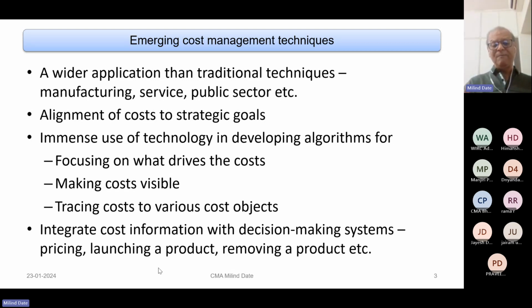A lot of user buy-in is required, because if things are challenging, people generally resist that change, and we know that very well. Many times we also are part of such resistance. So let me first take you through life cycle costing.